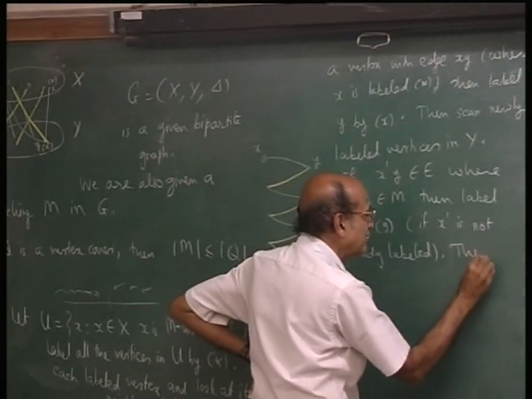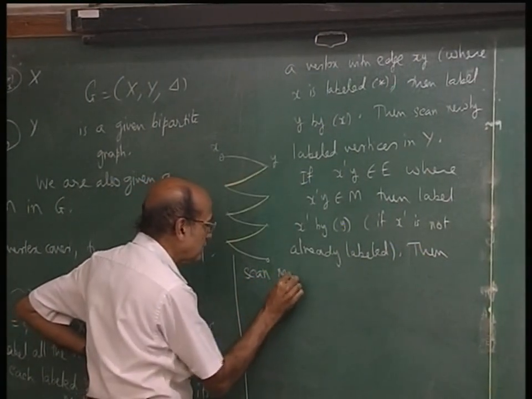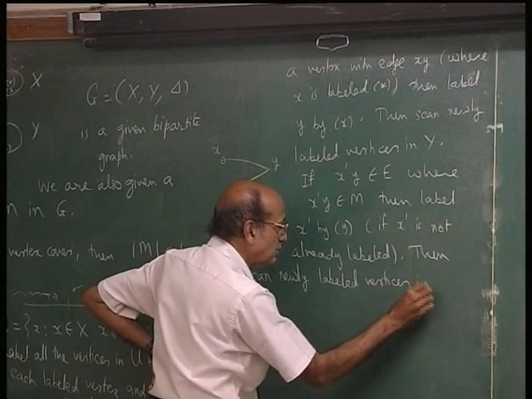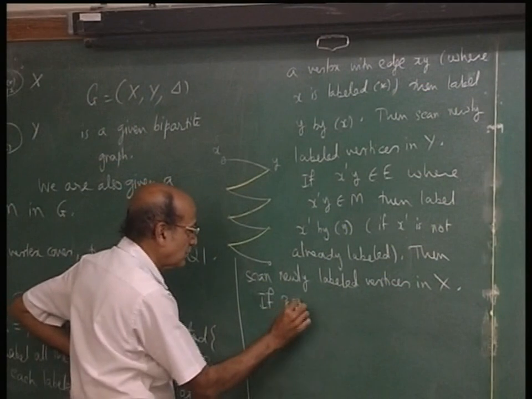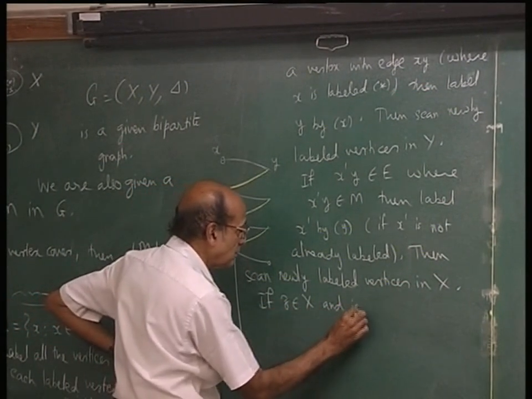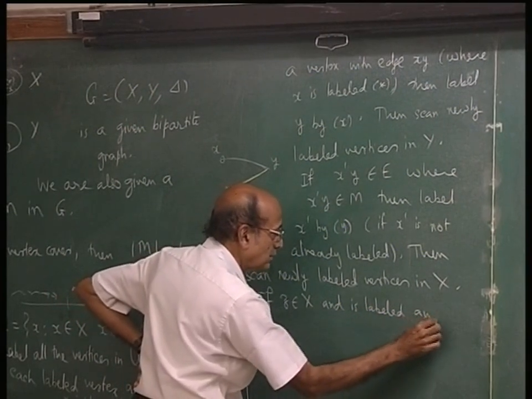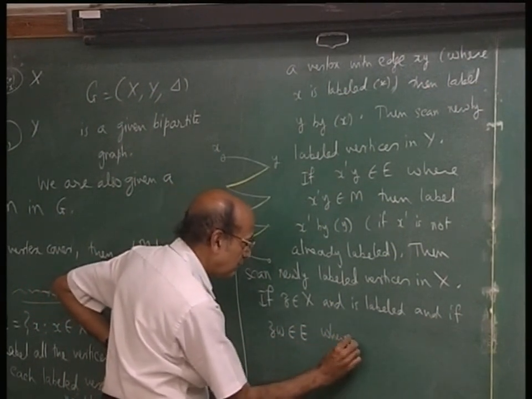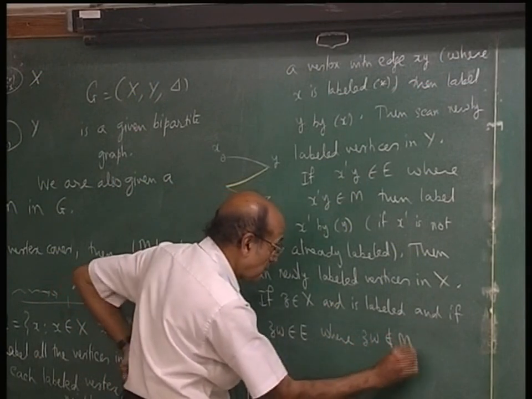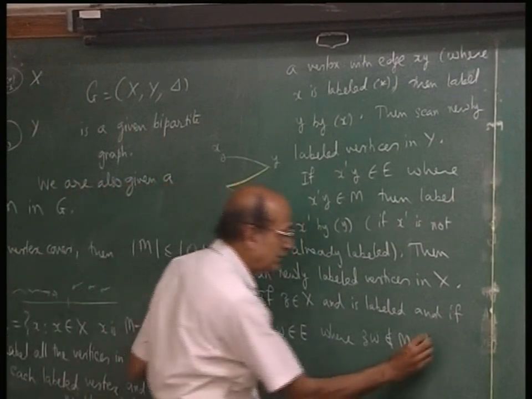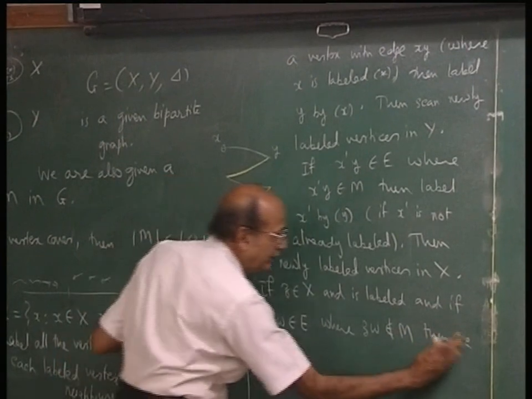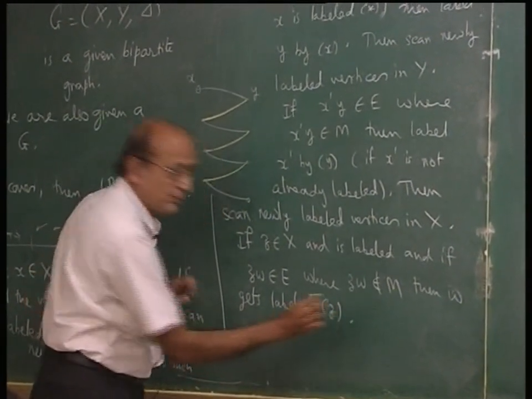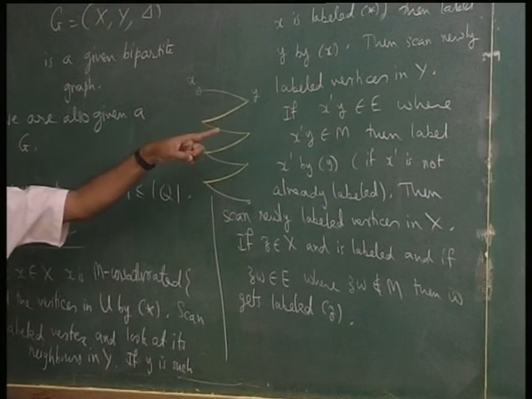Then scan newly labeled vertices, because I am going forward, then W gets labeled Z. So this is sort of keeping a track of this entire thing.